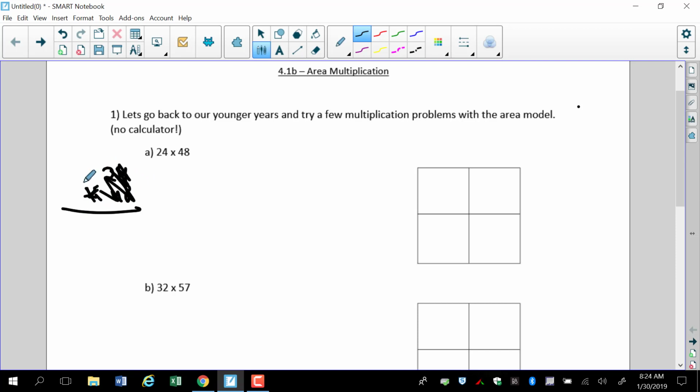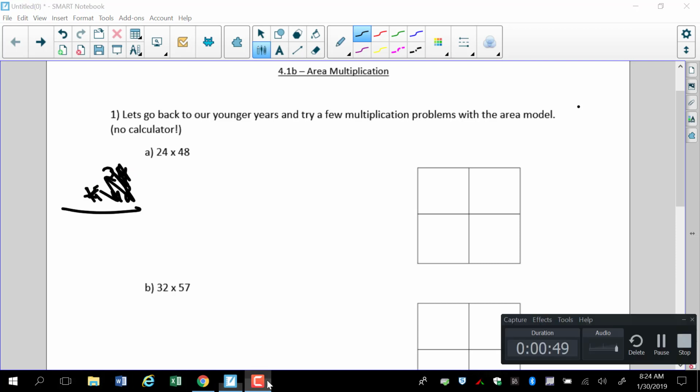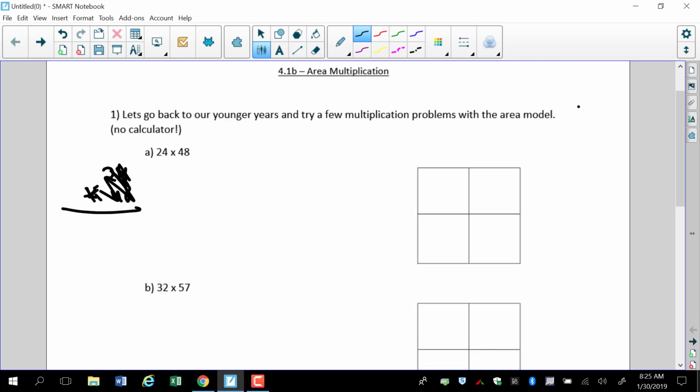We're just going to kind of work on a different skill, which is called the area model multiplication. So the idea is to break up 24 into 20 plus 4, and 48 is 40 plus 8. You can really break it up any way you want. You can break this up into 12 and 12 and this into 47 and 1. It doesn't really matter, but doing it this way generally makes the math a little easier. We have 20 and 4 for 24. We have 40 and 8 for 48.